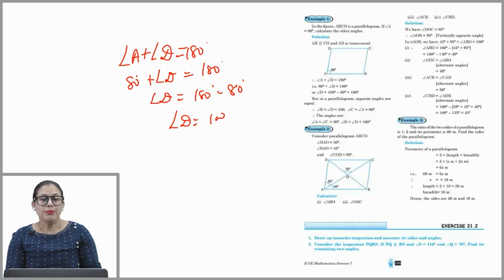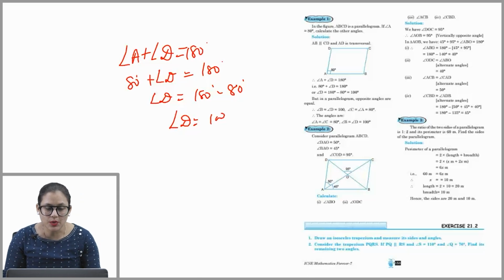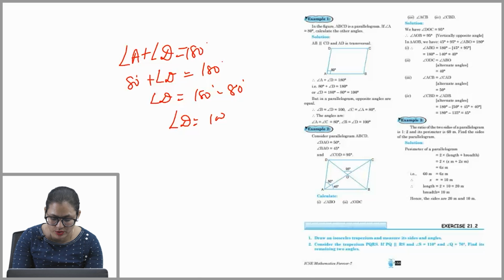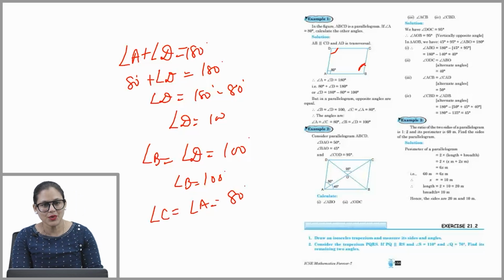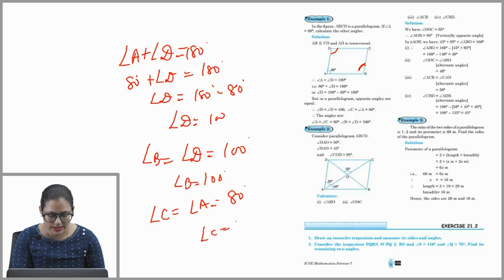Now, in a parallelogram, opposite angles are equal. That means opposite of D is what? Angle B. So, angle B is equal to angle D, and angle D is equal to 100 degrees. That means angle B is 100 degrees. And angle C is equal to angle A. So, you will write angle C is equal to angle A, and angle A is equal to 80 degrees. Therefore, angle C is also 80 degrees.